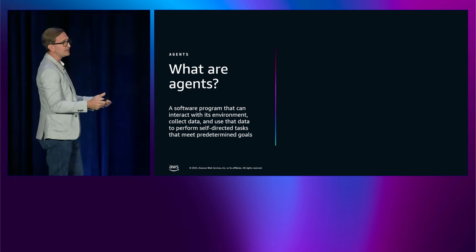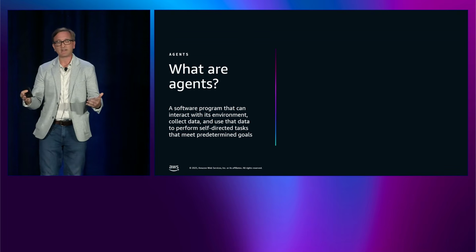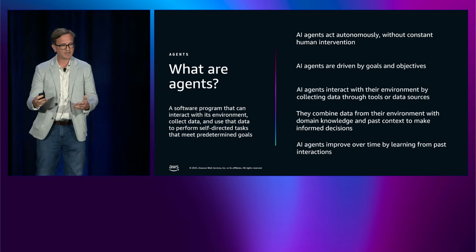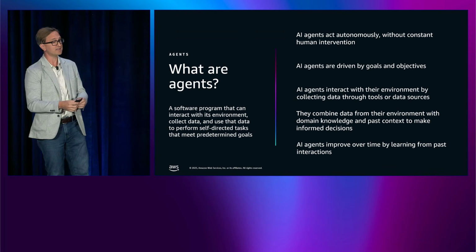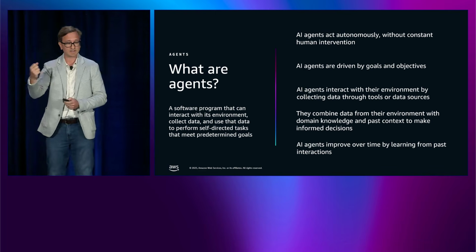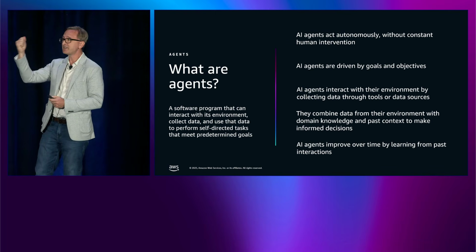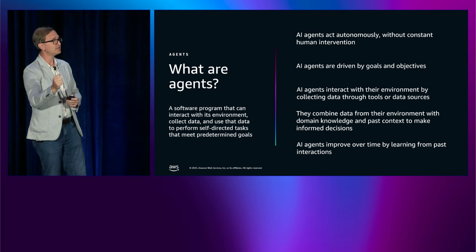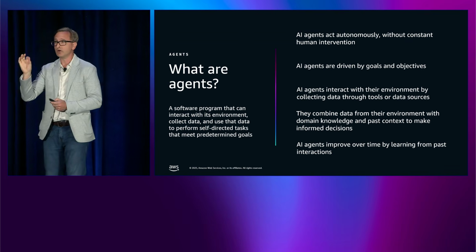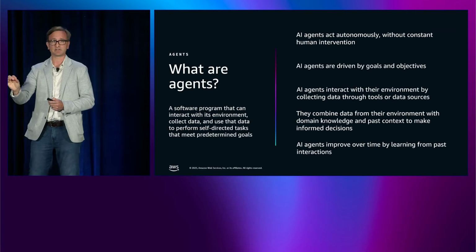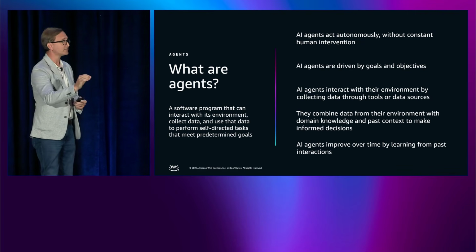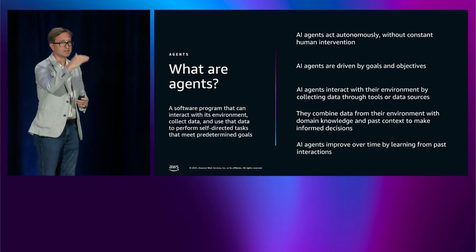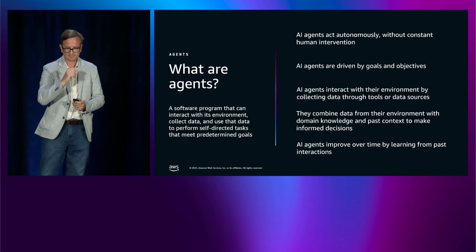So an agent has a lot of definitions. I think every single software company defines agents differently. The way we like to think of it is as a software program that can interact with the environment, collect data, and then perform self-directed tasks that meet predetermined goals. So it's a goal-oriented architecture rather than a task-oriented one, like step 1, step 2, step 3.